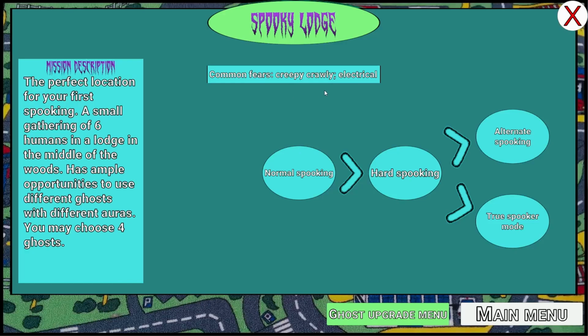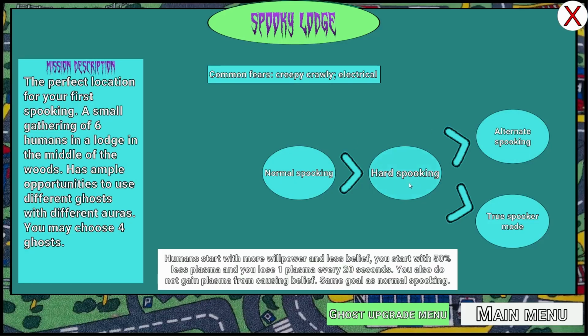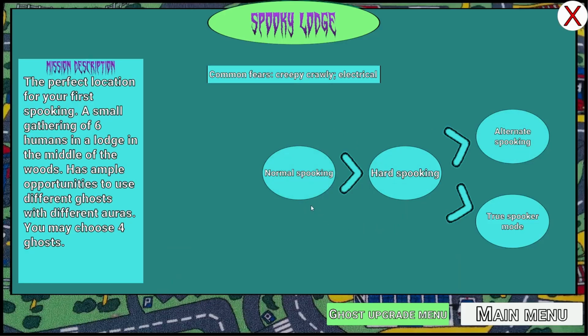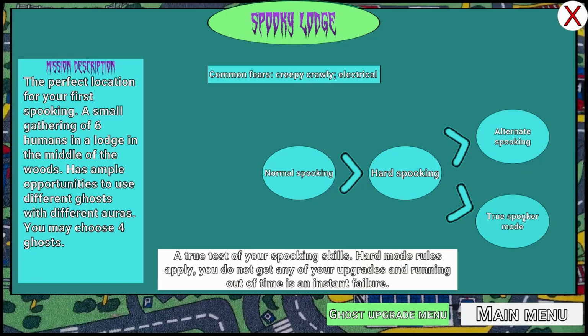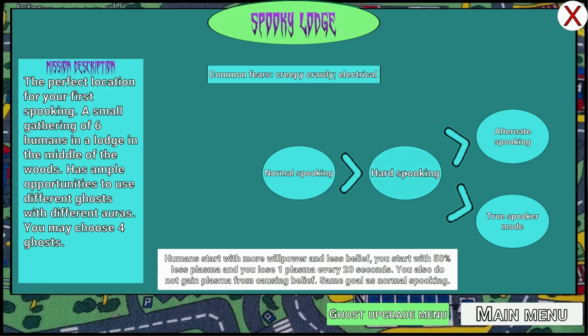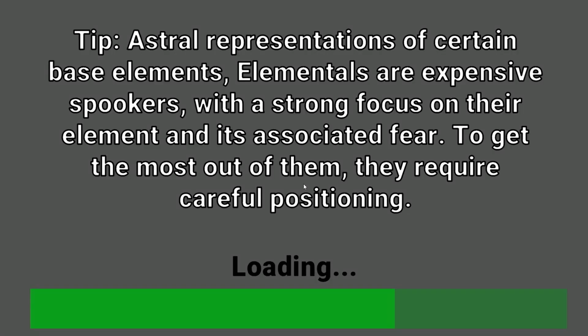Once you click the number of the level you get to the game mode selection screen. There are 5 game modes. We are going to check out normal for now and we are going to talk about alternate spooking and true spooker modes a bit later. Hard is just normal, but you start with fewer resources, humans have less belief, that kind of stuff.